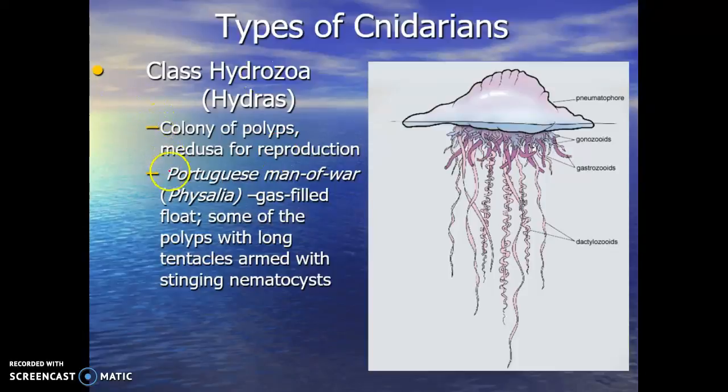Okay, so this guy is made up of a bunch of different polyps here. So there's gonozoids, gastrozoids, dactylozoid polyps. All these are different types of polyps. They're working together, they're coordinating, and one of the polyp types develops into this thing called the nematophore. That's the sail that you see above the water.